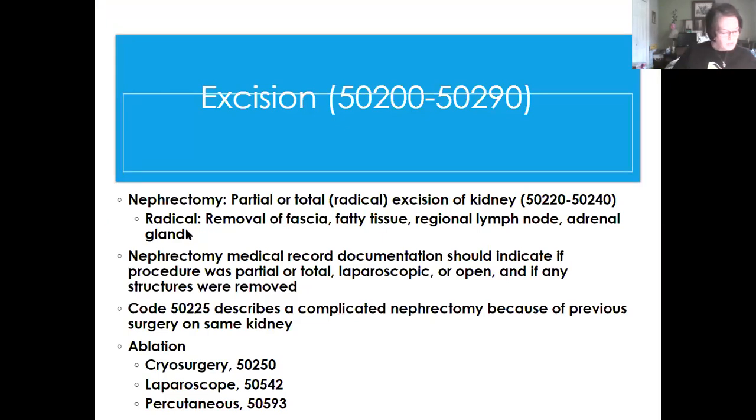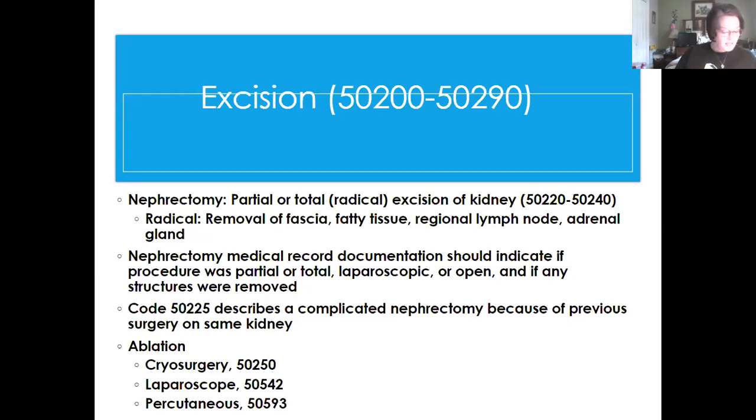All right. So a nephrectomy, partial or total, radical excision of the kidney is 50220 through 50240. Radical removal of fascia, fatty tissue, regional lymph node, adrenal gland. A nephrectomy medical record documentation should indicate if the procedure was partial or total, laparoscopic or open, and if any structures were removed. Code 50225 describes a complicated nephrectomy because of previous surgery on the same kidney.